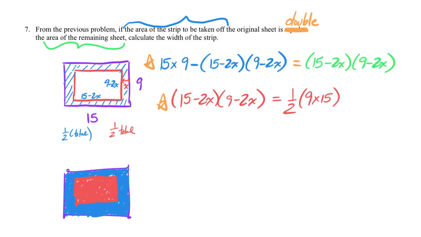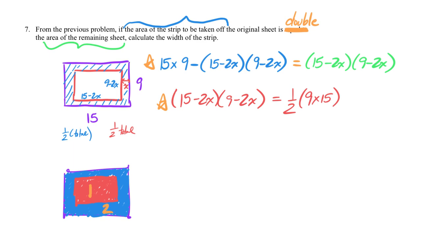Okay. If I take the new problem that we have up above, and I say that the rectangle on the inside is worth 1 part, then since the area of the strip to be taken off is said to be double, the blue would have to be worth 2 parts.